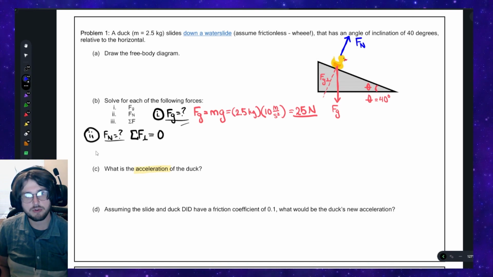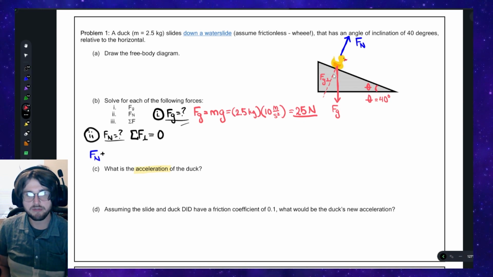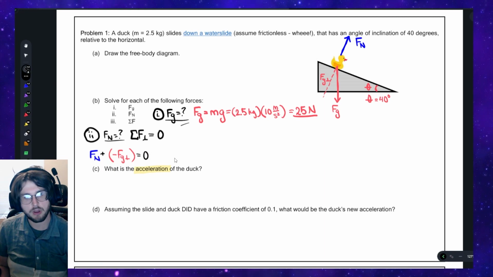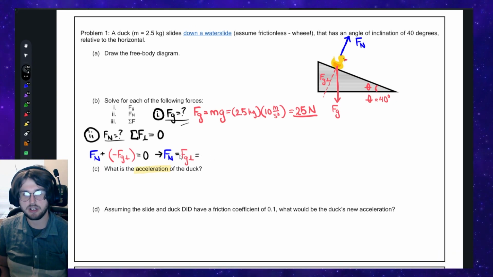So first, we've got normal force, which is going up away from the surface. And then added to that, we're assuming that gravity, part of its job is to pull the duck into the surface, downwards. So it's going to be minus Fg perpendicular. And those have to add to 0. Really quick then, that just means that the normal force is going to equal whatever this perpendicular component of gravity is. So then what does that perpendicular component equal?